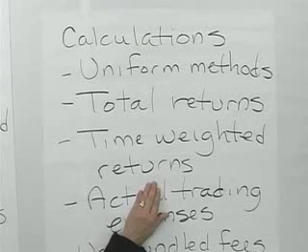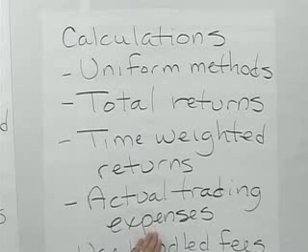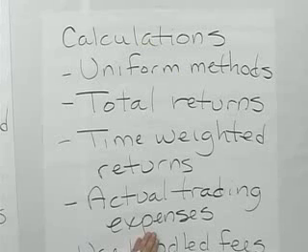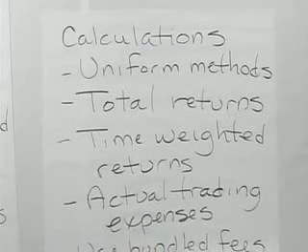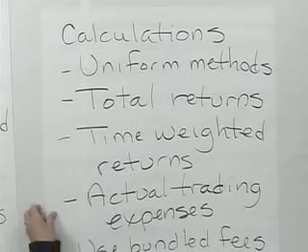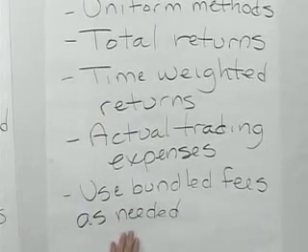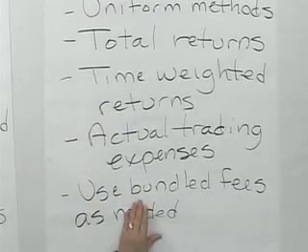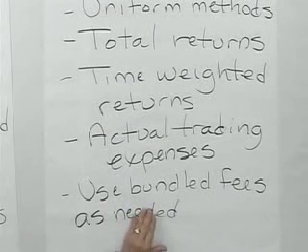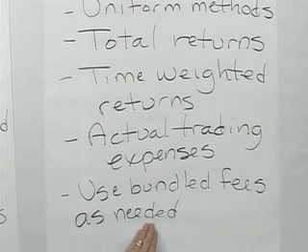Another rule is that returns from cash and cash equivalents in a portfolio must be included as part of total return. In addition, you need to calculate portfolio return by using actual trading expenses, not estimated trading expenses. Now, this potentially is a problem if the expenses are part of bundled fees. In other words, it's hard to tell exactly what the actual expenses are. Then you've got to do some extra calculations to make sure you're being accurate.